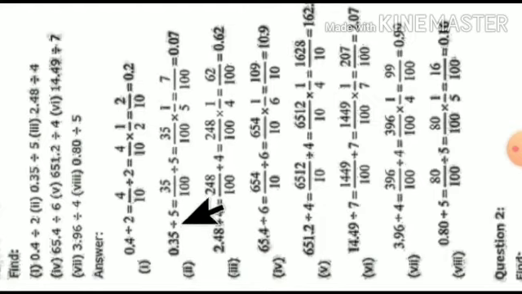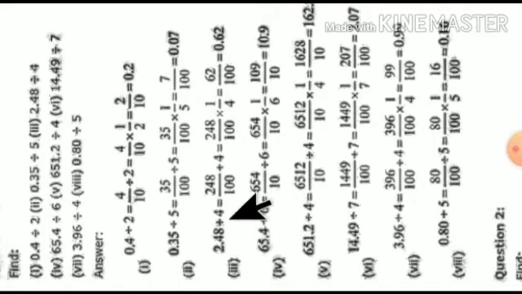Now 0.35 divided by 5 equal to 35 upon 100 divided by 5 equal to 35 upon 100 into 1 upon 5. Divide will become multiply and 5 will become 1 upon 5. So 5 1s are 5, 5 7s are 35, equal to 7 upon 100, so equal to 0.07.